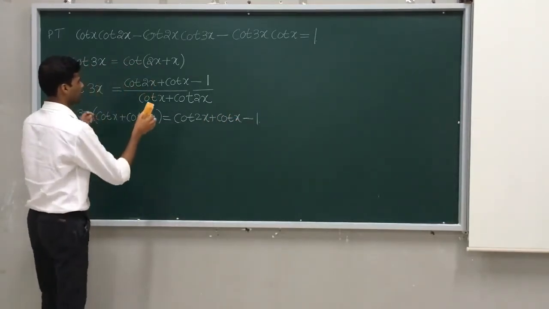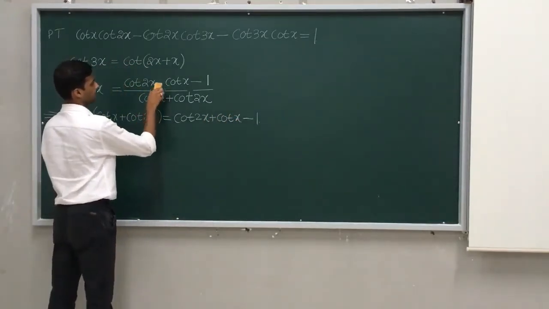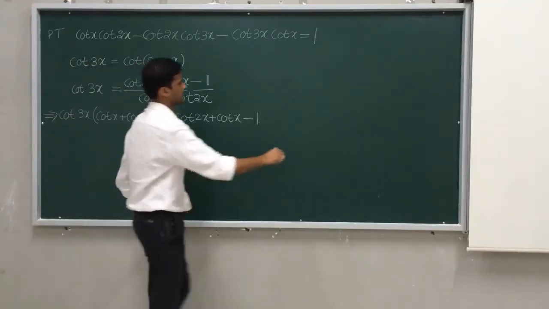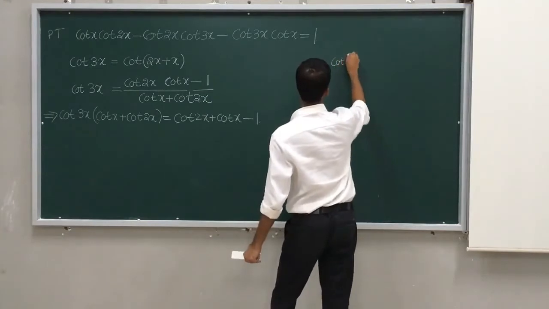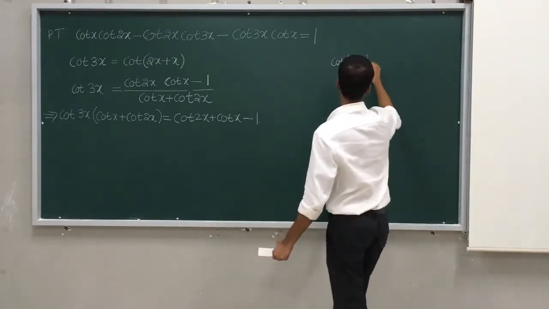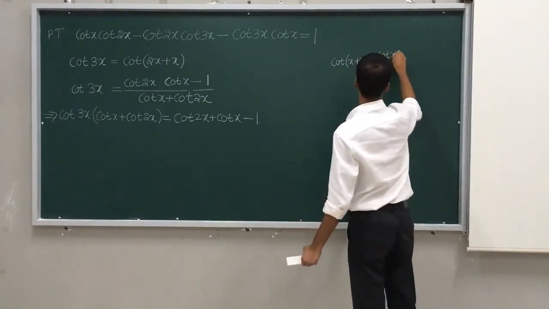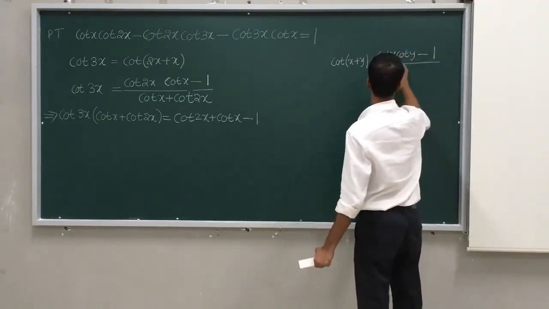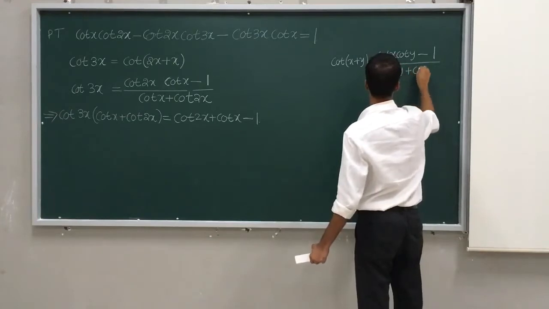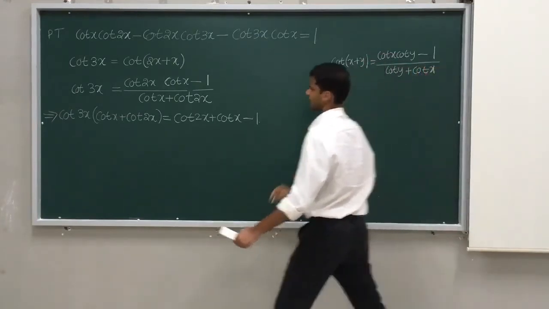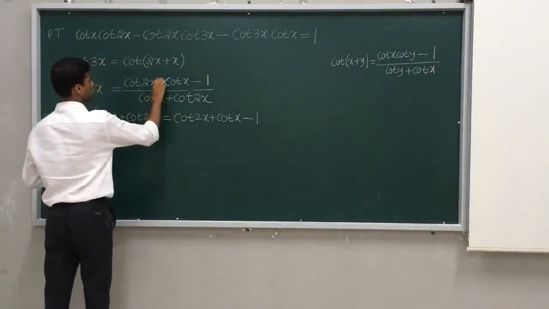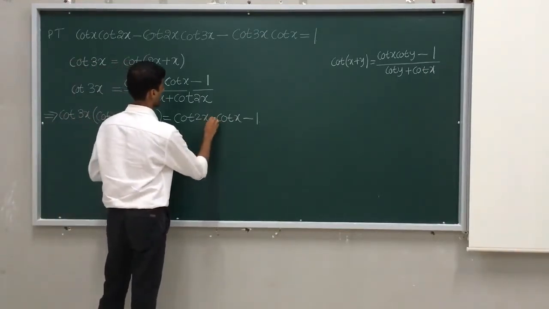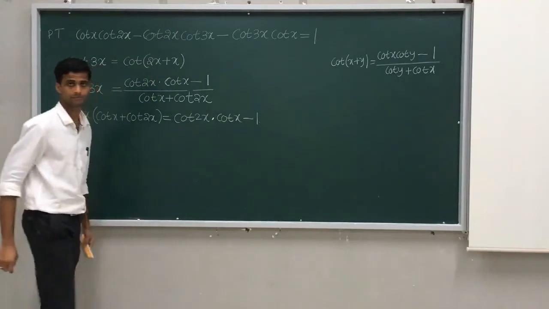Sorry, I am extremely sorry here. It is cot x into cot x. Cot of x plus y is cot x into cot y minus 1 upon cot y plus cot x. Yes, so I am extremely sorry for this. It is into. Therefore, cot 2x into cot x minus 1.